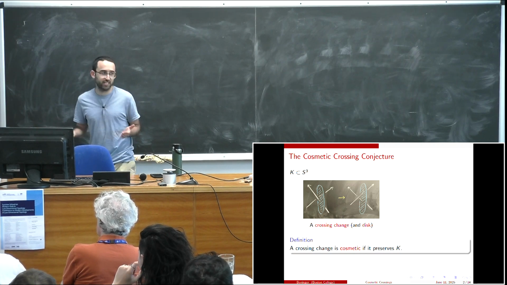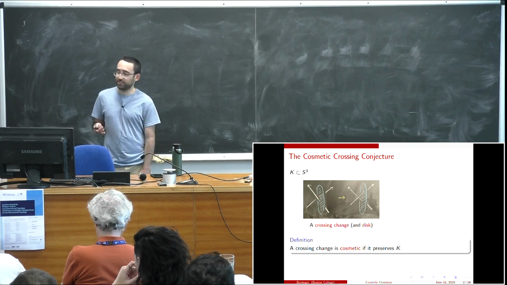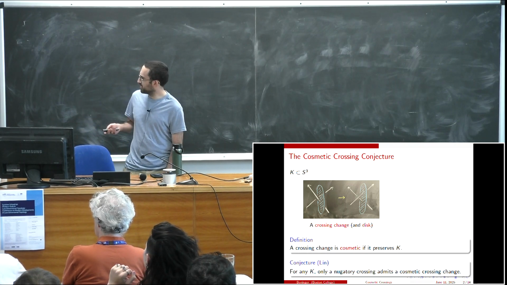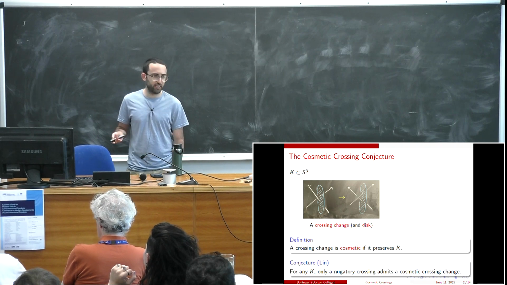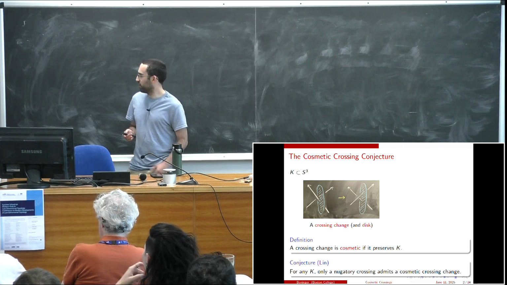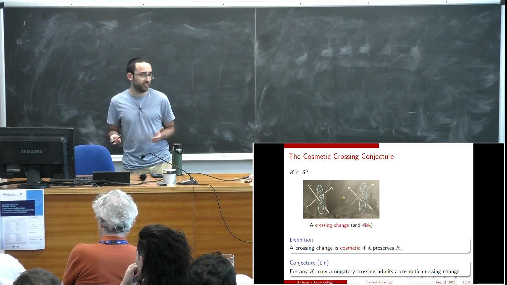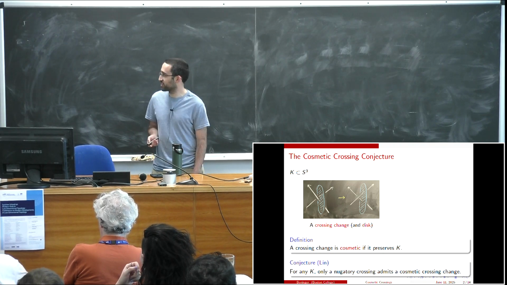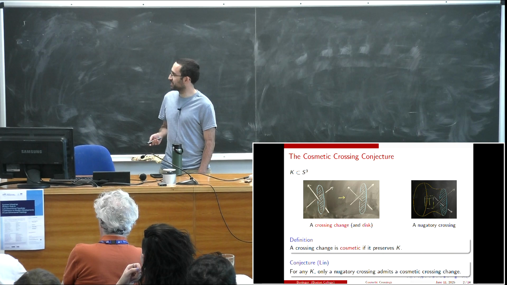So a crossing change is cosmetic, as you would expect, if it doesn't change the isotopy type of the knot. And the cosmetic crossing conjecture, due to Xiao-Song Lin, posits that only a nugatory crossing change can be cosmetic. So when we say a nugatory crossing change, we mean something that looks like this.